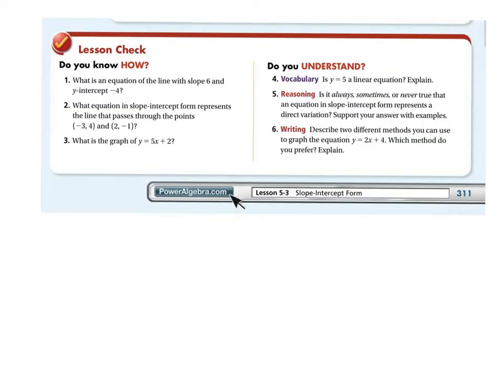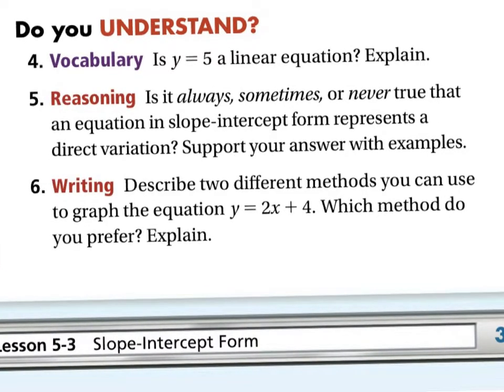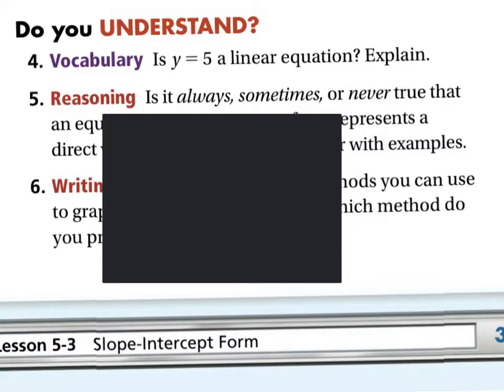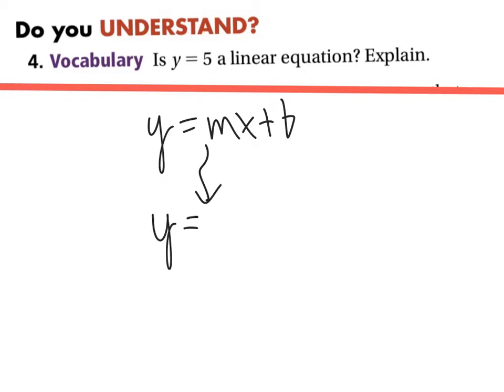So if we look at lesson check number 4, the question is: is Y equals 5X a linear equation? Explain. What we've been talking about in this section is these equations, Y equals mx plus b. If you look at that equation, it's kind of missing a part there, isn't it? The question is, can I do something to make it look like that? What we can do is write it as Y equals 0x plus 5.